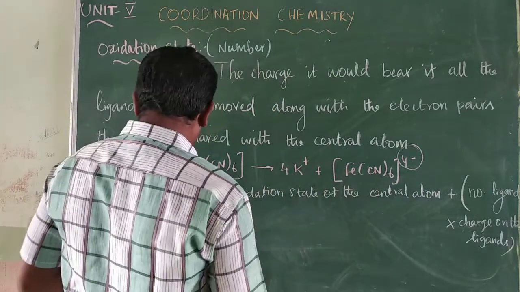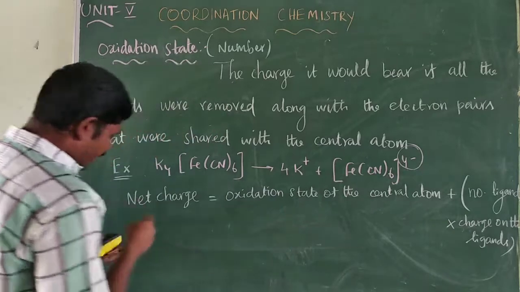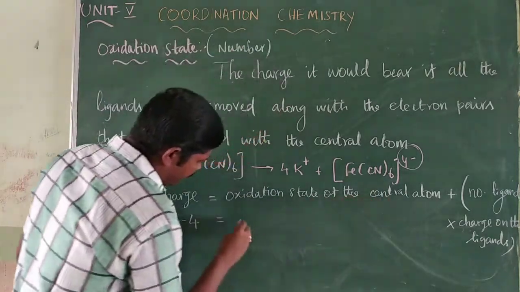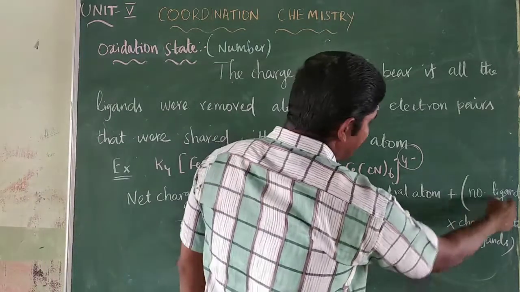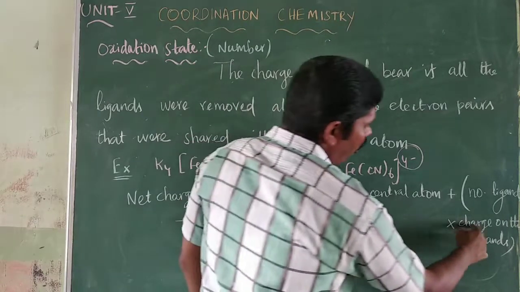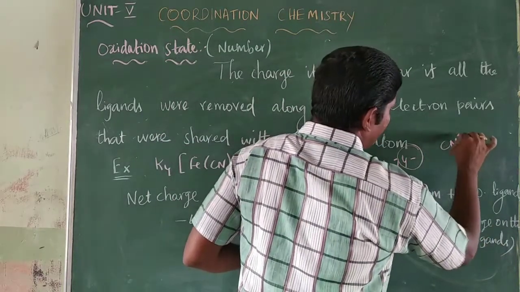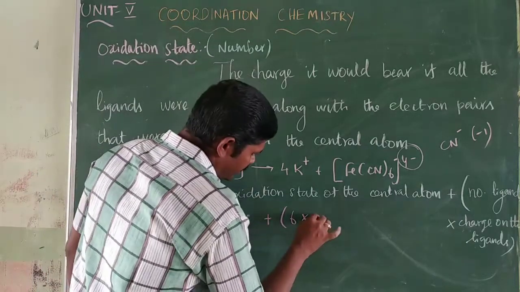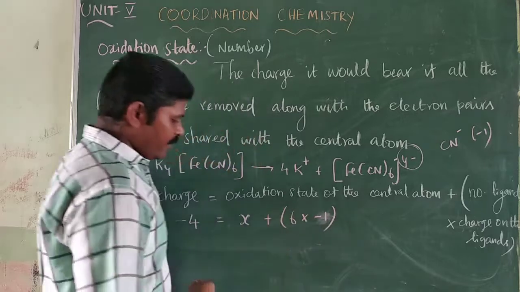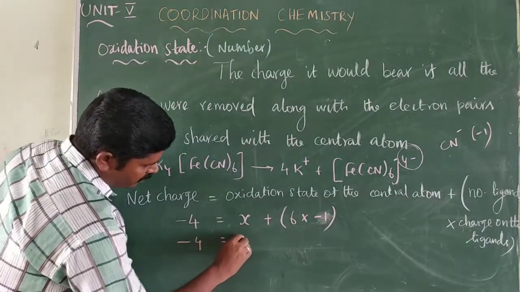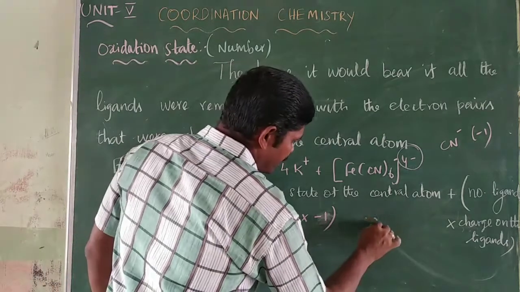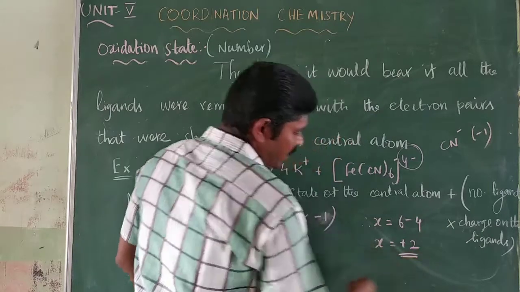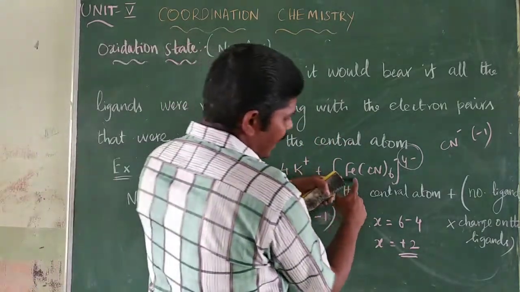So the net charge of the complex, minus 4, is equal to the oxidation state of the central atom X plus the number of ligands, 6, into the charge on the ligands. CN is a negative ligand, cyanide, with charge minus 1. So 6 into minus 1. So minus 4 is equal to X minus 6. Therefore, X is equal to plus 6 minus 4, so X is equal to plus 2. The oxidation number of the central metal atom is plus 2.